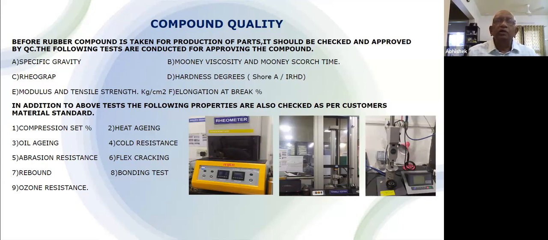Then the next property is the Mooney viscosity and Mooney scorch time. This is again an important property from the processing point of view. Then there is a third property, which is called the rheograph. Rheograph is also very important. Most industries do not have it, only organized industry, because the cost of a rheograph today is around 40 to 50 lakhs of rupees. But this gives them a very good idea about the quality of the compound.